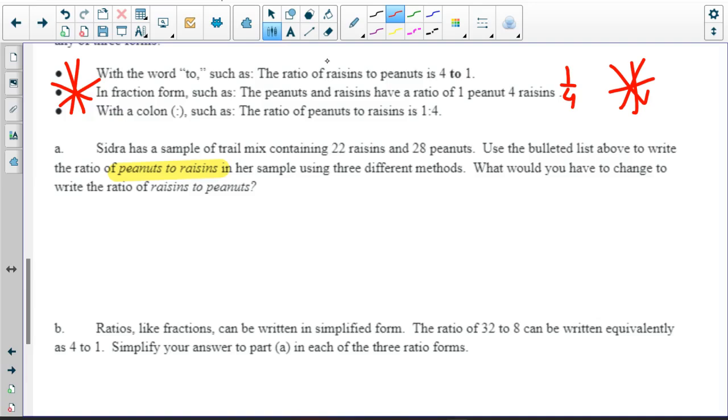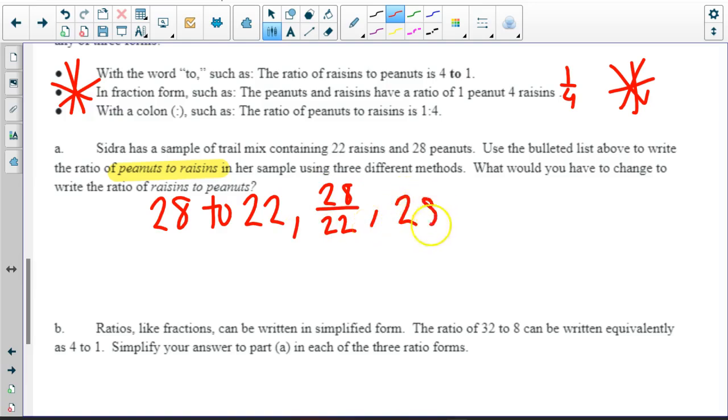Okay, so let's do peanuts to raisins. With the word "to," we would write 28 to 22. And remember, the 28 comes first because our peanuts comes first. We just highlighted that order. As a fraction, you would write that as 28/22. And with a colon, you would write that as 28:22.